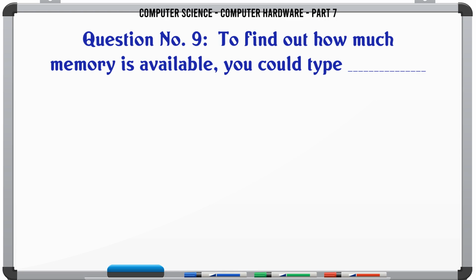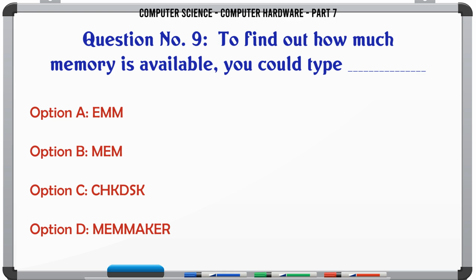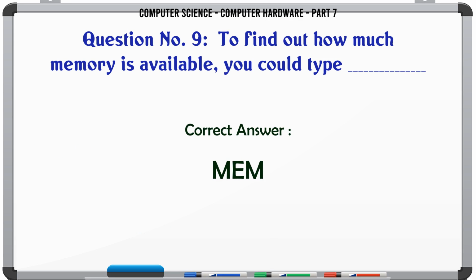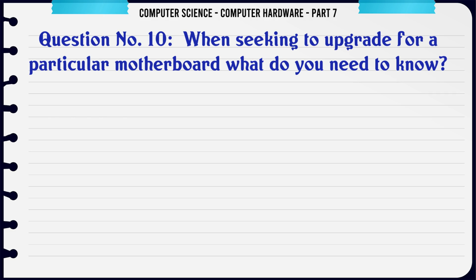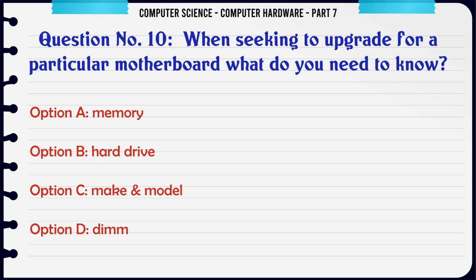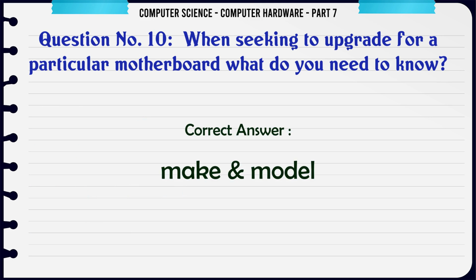To find out how much memory is available, you could type A. EMM, B. MEM, C. CHKDSK, D. MAMAker. The correct answer is MEM. When seeking to upgrade for a particular motherboard, what do you need to know? A. Memory, B. Hard drive, C. Make model, D. DIMM. The correct answer is make model.